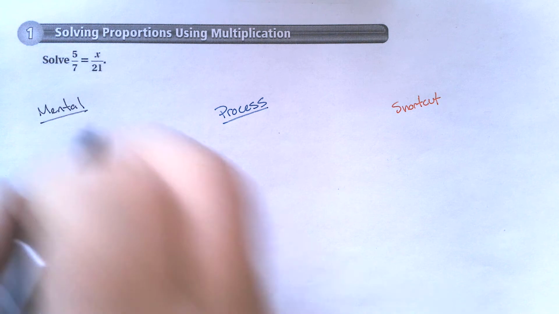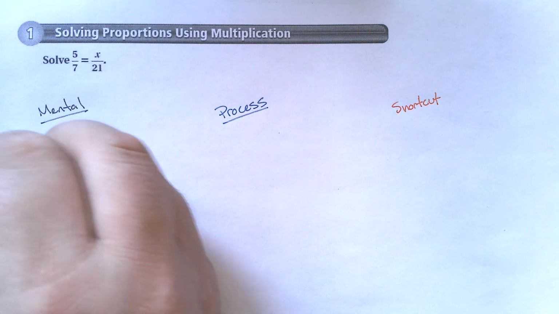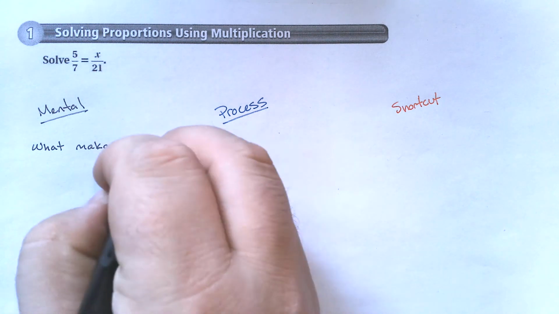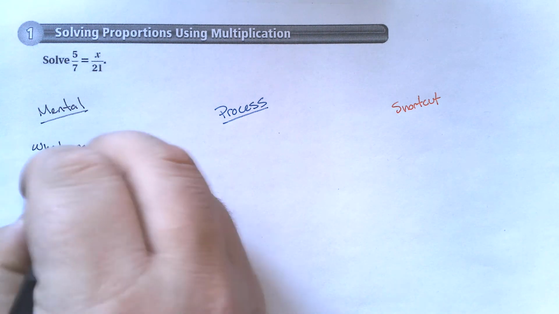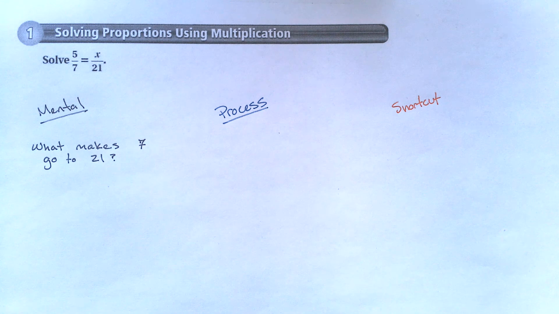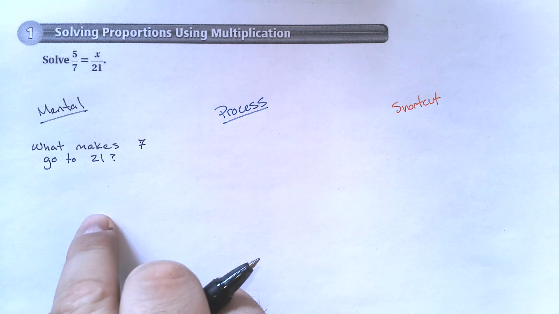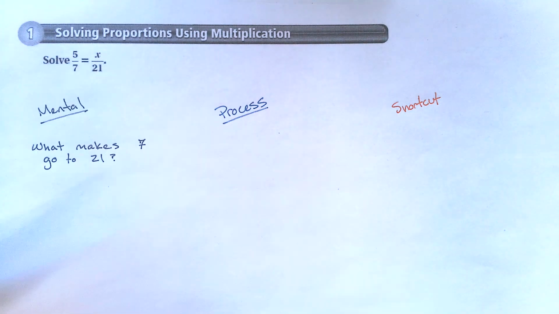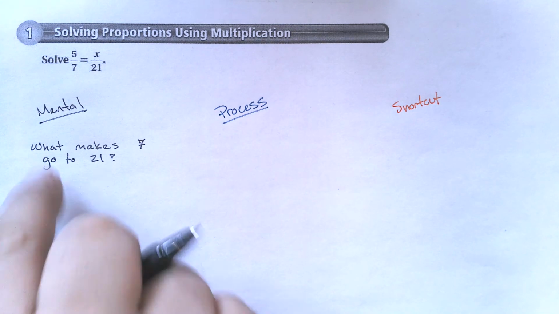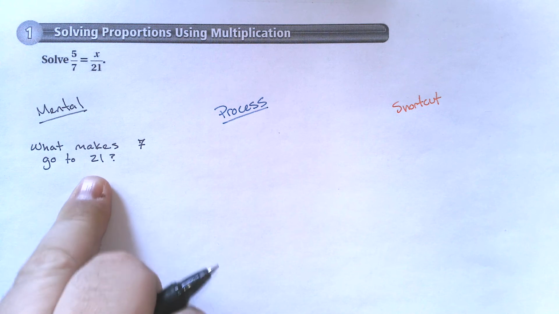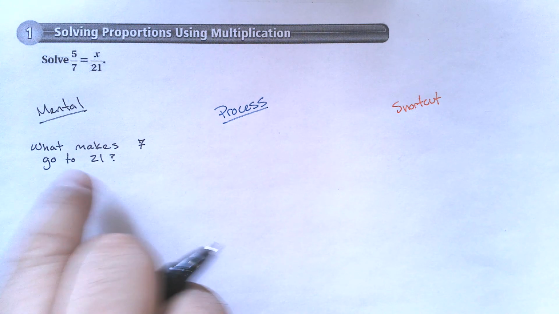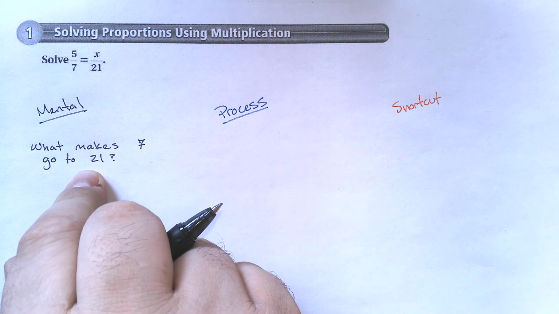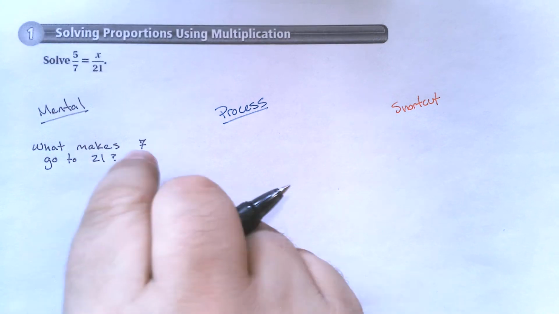We have mental math, and that is what makes 7 go to 21. Now, this question can be tricky because a lot of people would sit there and just add. Well, you have to add 14, so I'm going to add 14 to 5. What we're really asking is what makes 7 go to 21 is what multiple takes 7 to 21? Or what factor can we take out of 21 to get 7?